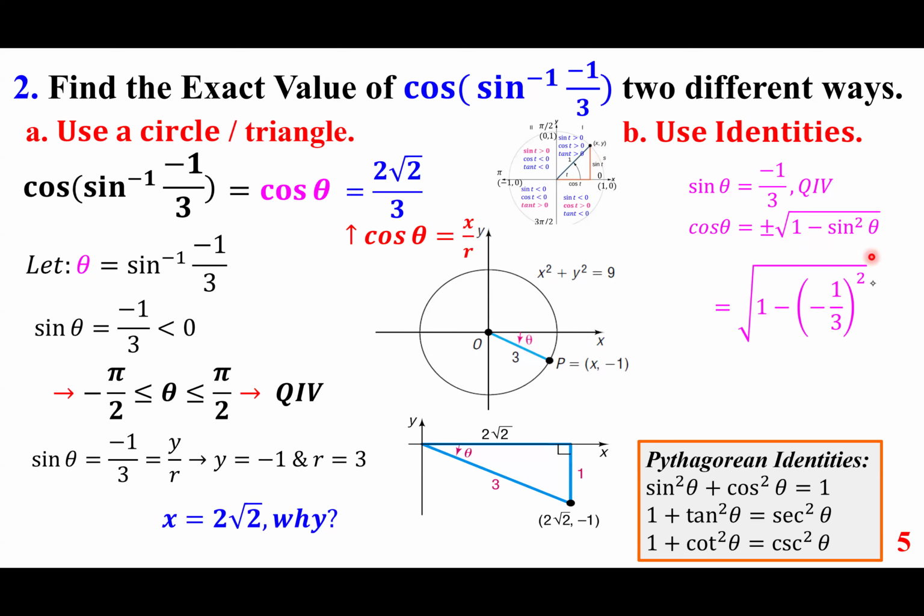Plug in: 1 minus -1/3 to the power of 2. This is 1 over 9. 1 minus that is 8 over 9. 9 comes out as 3. 8 comes out as 2 square root of 2. So pretty straightforward, everybody.